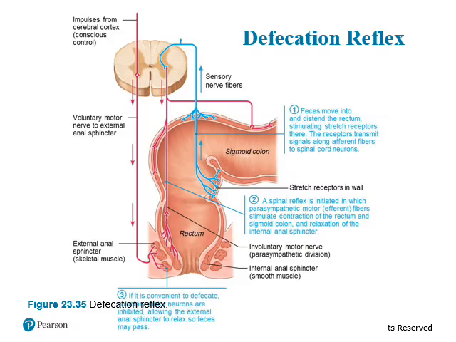After that, the internal anal sphincter is now relaxed. It is now convenient to defecate, and the sympathetic neurons are inhibited. The parasympathetic system allows the external anal sphincter to relax so the feces may pass.